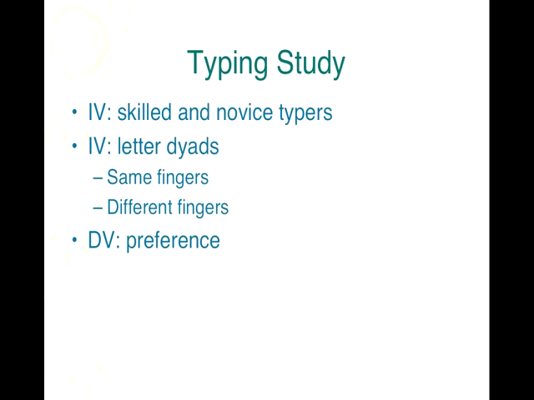Okay. So what we're doing is we're seeing if skilled and novice typers will differ in their preferences for either the same fingers or different fingers. You should prefer different fingers because those are easier to type on the motor system in your brain. Remember, we like things that are easy. Okay, we don't want to think that hard. So we were just seeing how their preference went. So what do we find?